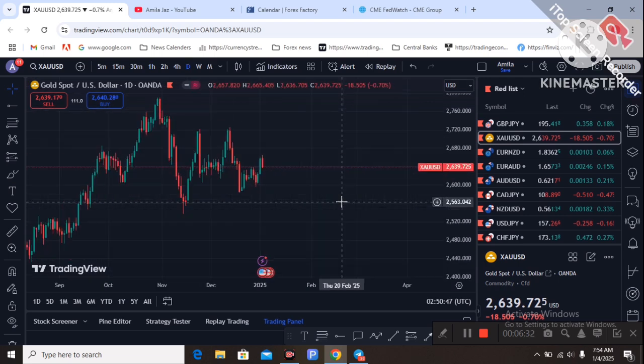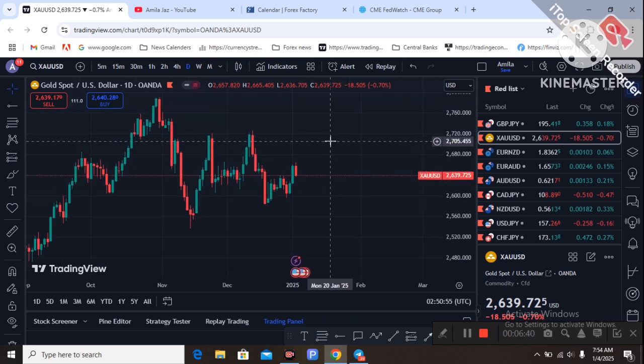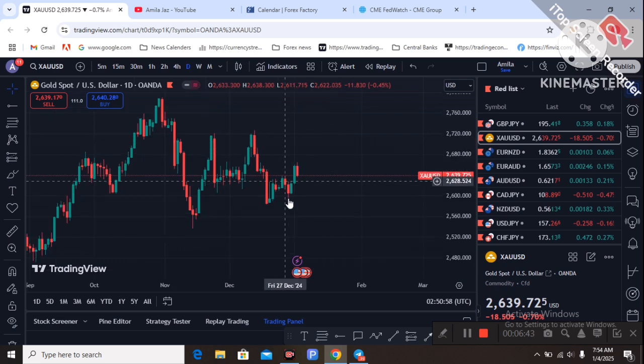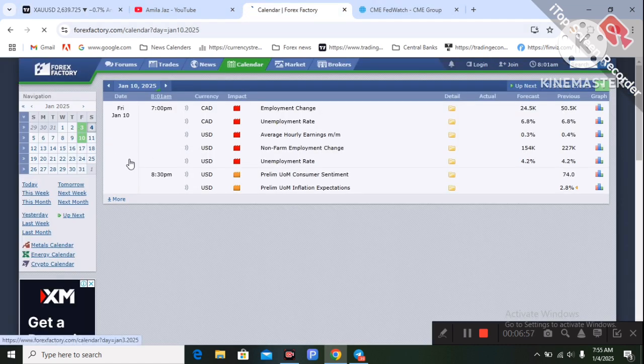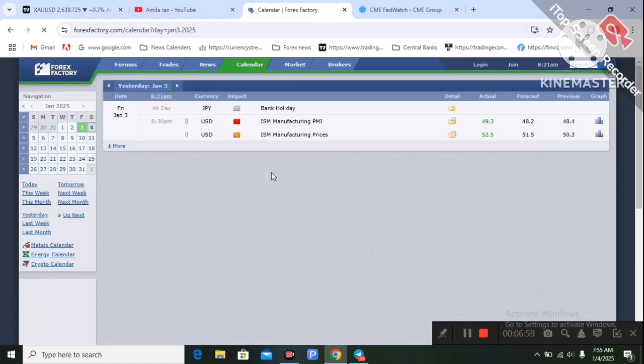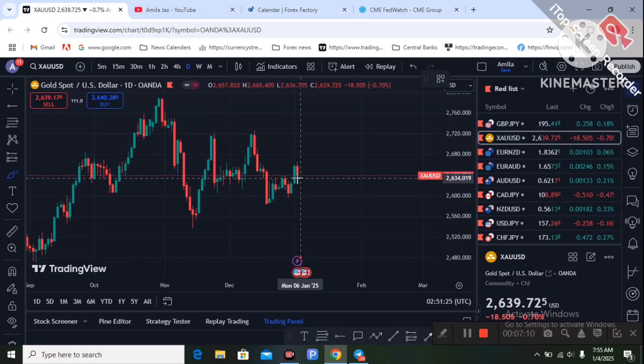So I am going to the daily chart. This is the daily candle. You can see last Friday was a bearish candle, a red candle, and gold dropped to the downside. That was helped by the ISM manufacturing PMI last Friday increasing. That's the positive figure that you can see. The reason for Friday's bearish candle is the ISM manufacturing PMI increasing from 48.3 to 49.3, 49.2. You can see that's positive data along with the ISM manufacturing PMI. So that helps dollar demand, and gold dropped last Friday.